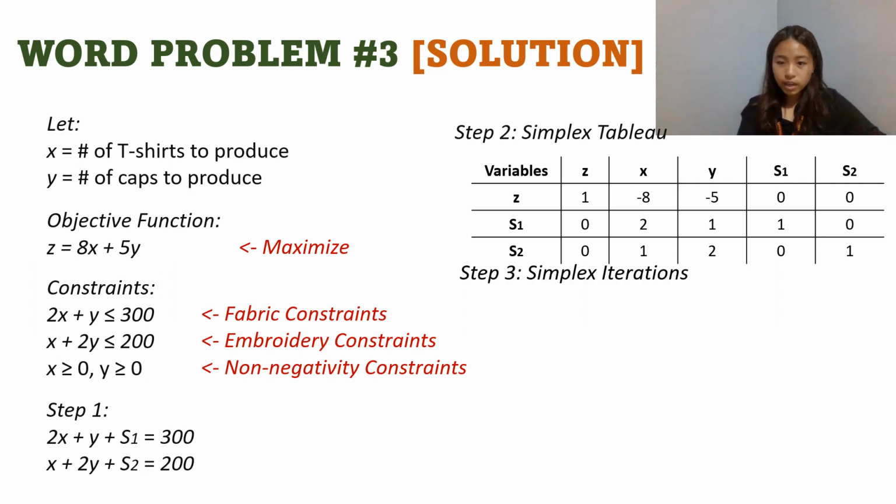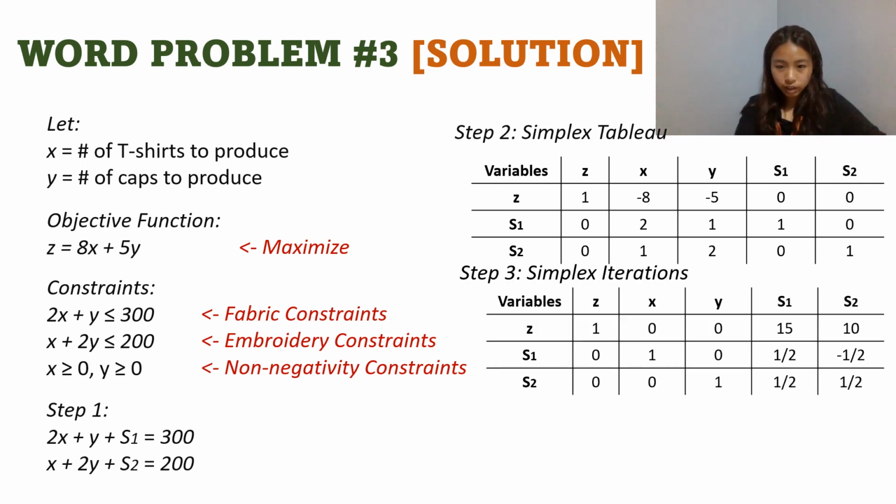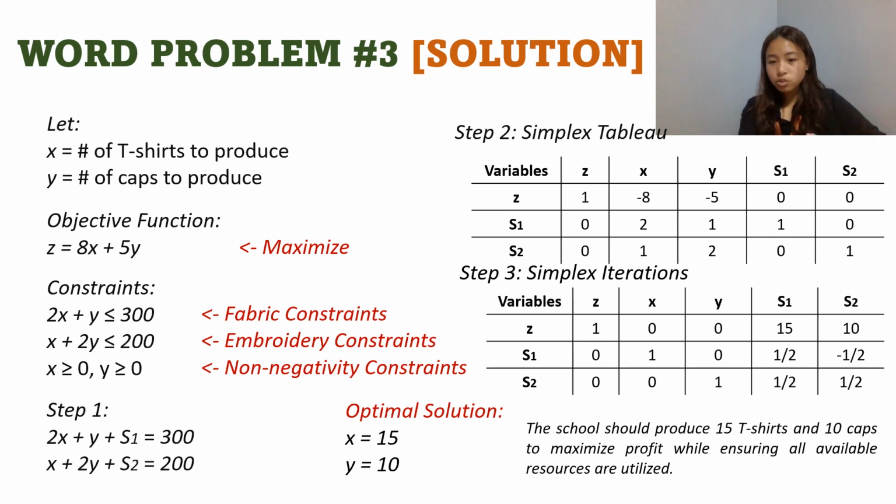So this is our final tableau, or simplex iteration. As we can see here, we can now read the optimal solution. These are the optimal solutions: x = 15 while y = 10. So the school should produce 15 t-shirts and 10 cups to maximize profit while ensuring all available resources are utilized.